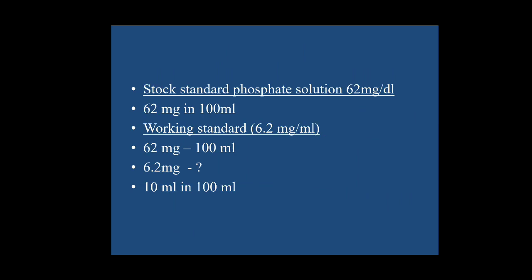Clear? Next, stock standard of phosphate solution, 62 milligrams in dL. dL means also 100 ml. So 62 milligrams is dissolved in 100 ml. That is the stock. We want 6.2 mg in 1 ml. So again, you have to do the cross multiplication. 62 mg is present in 100 ml. 6.2 mg in how many ml? So if you cross multiply it will be 10 ml. 10 ml in 100 ml.